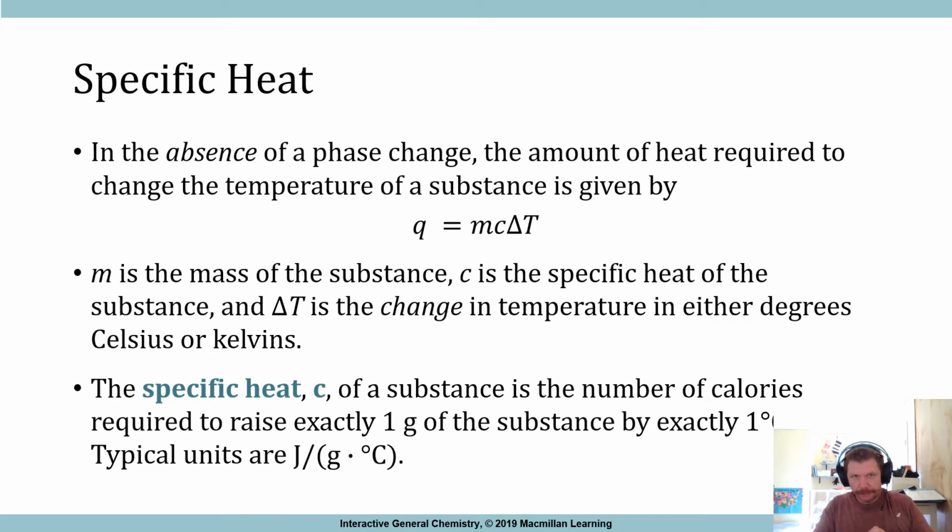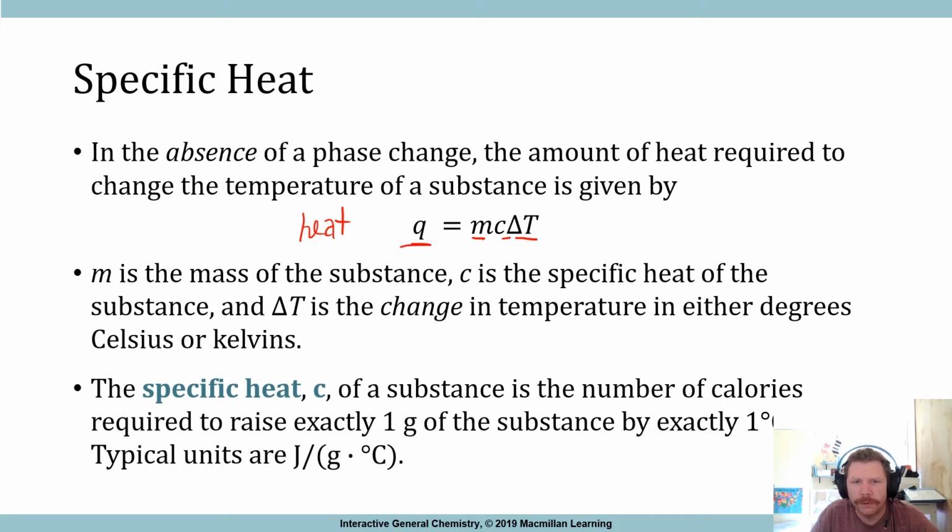Now, specific heat, in the absence of a phase change, so that means whenever it's a liquid at 60 degrees changing to a liquid at 65 degrees, we've not seen any phase change there. What we are going to do is determine the amount of heat required to change the temperature of a substance using this equation. And this should look fairly familiar. Q is going to be our heat. Heat is equal to mc delta T.